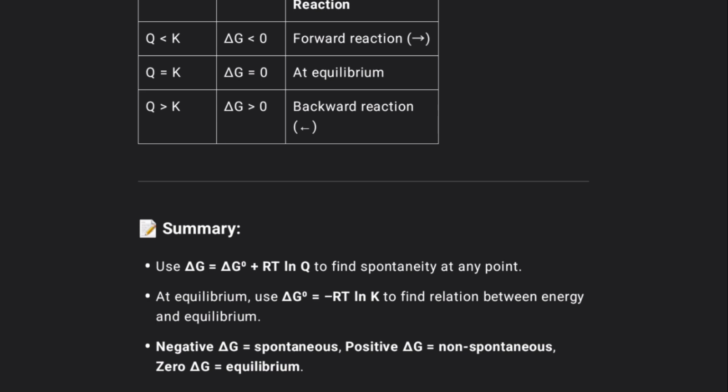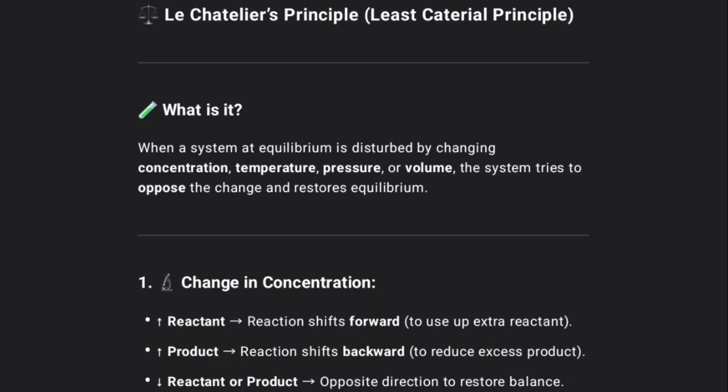Negative delta G means spontaneous. Positive delta G means non-spontaneous. Zero delta G means equilibrium. Next, Le Chatelier's principle, with an example.